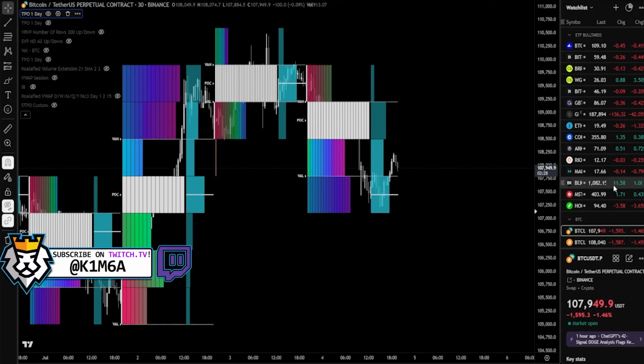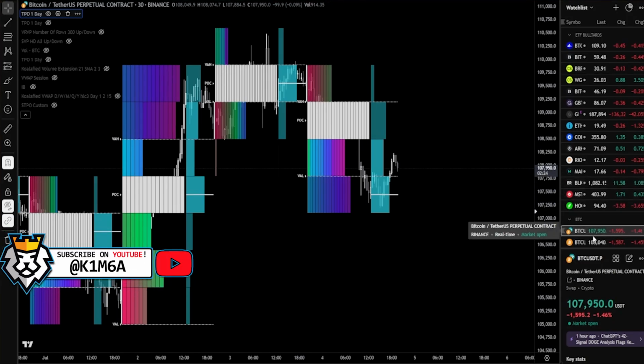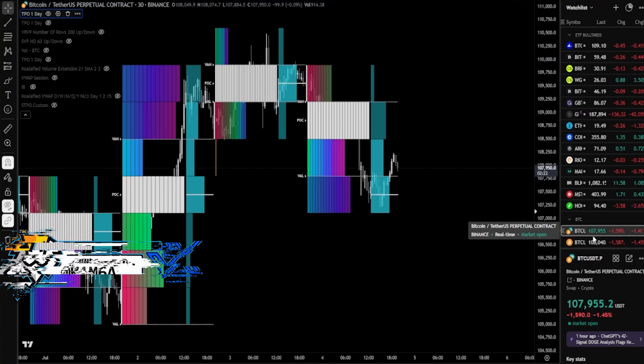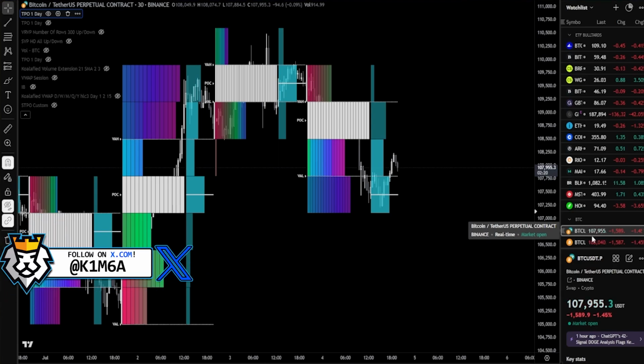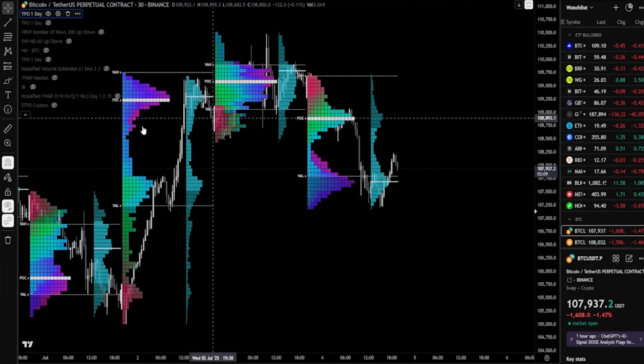I did not change the TPO settings at all. Tick size varies between the pairs, so it's going to affect the way that your profiles look. So if you take it off of manual, it's going to do that.